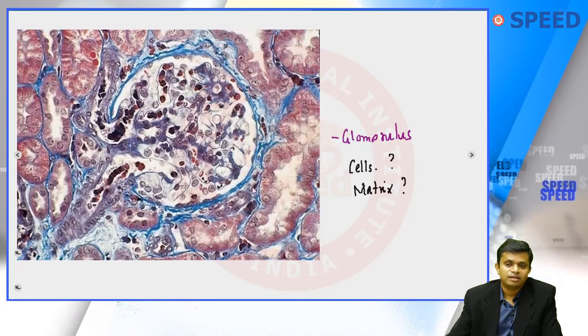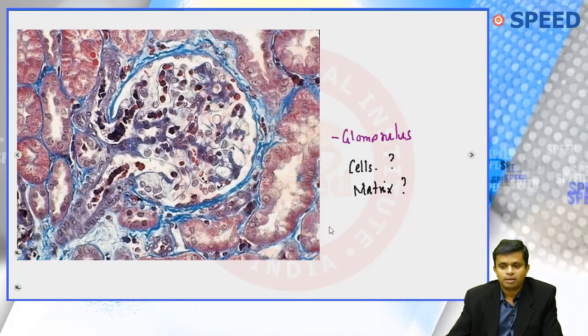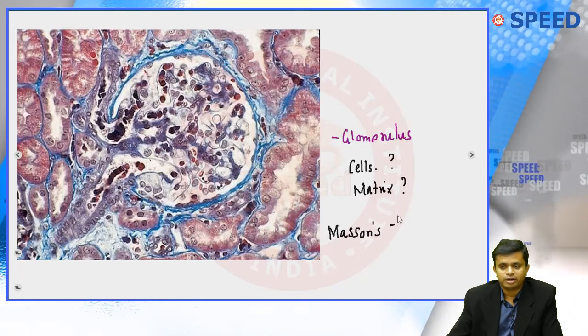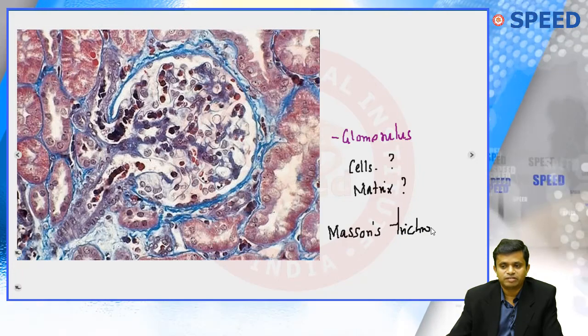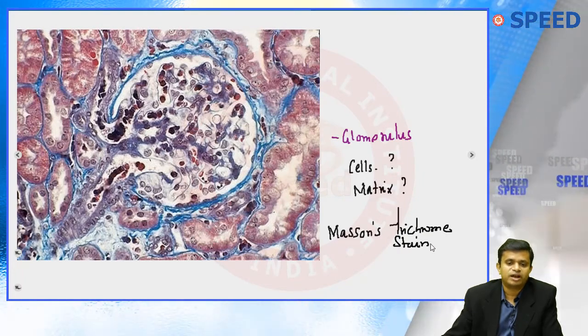Now, let us see why this glomerulus is blue in color. Very simple. This is a stain called Masson's trichrome. Masson's trichrome stain. It is not a usual H&E stain. That is why it is looking blue in color. It is called Masson's trichrome stain. Now, we will start with the discussion.